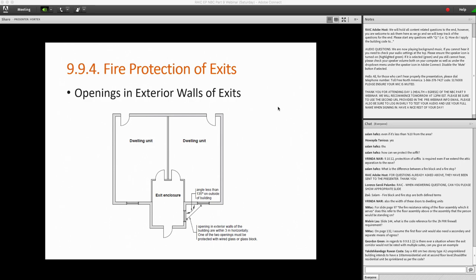Now the means of egress can either be, for instance, an exit that is constructed to meet the full requirements of an exit fire separation, or it can be, for instance, an access to an exit on the floor immediately below the roof. So you can have a stair that leads to an exit stair enclosure on the floor area below the roof. And the whole idea is that you have to have a means of leaving the roof in the event that there is a fire on there.